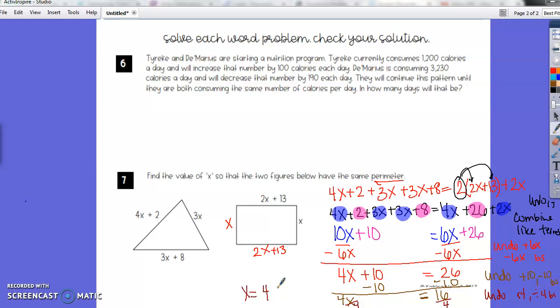Alright, so we're going to pause, and you're going to plug that in and see if that makes our perimeters equal. Alright, so once you have that checked, then your notes are done for today. And you're going to move into the practice worksheets. Once you have completed and correct practice worksheets, then you may start on the homework.